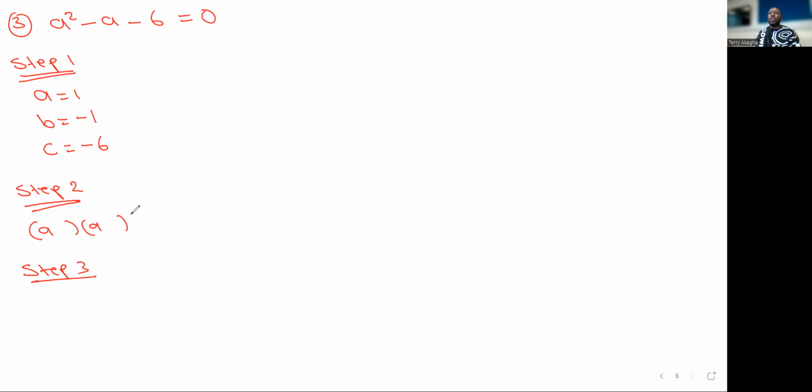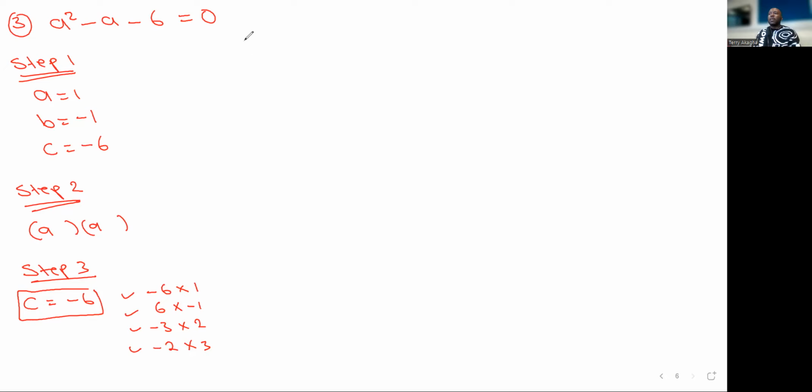Step 3, we have to look for 2 numbers that's going to give us minus 6. Because our c is equal to minus 6, we're going to look for all the numbers that you can multiply that will give you minus 6. So let's go. We can have minus 6 times 1 will give you minus 6. 6 times minus 1 will also give you minus 6. You can have minus 3 times 2 will give you minus 6. You can also have minus 2 times 3 will give you what?